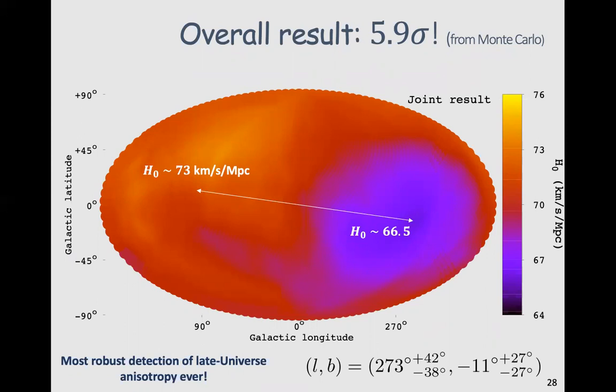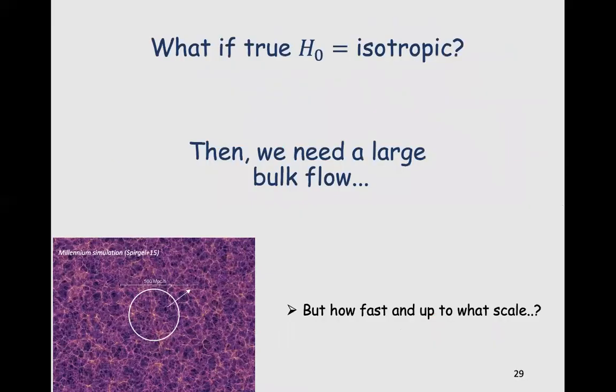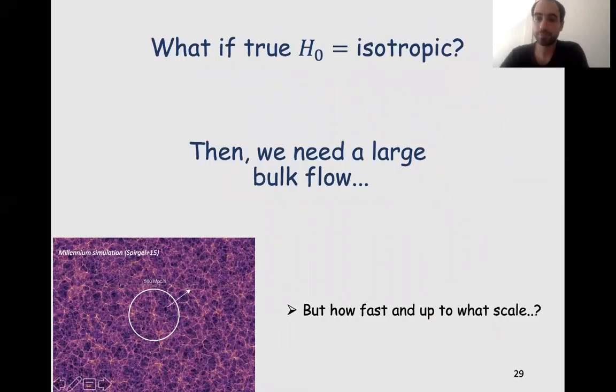This 6 sigma has been assessed through Monte Carlo simulations. I want to note here that this is by far the most robust detection of a late universe anisotropy ever obtained. However, the question still remains. What if the expansion rate of the universe is isotropic? What would explain our results?